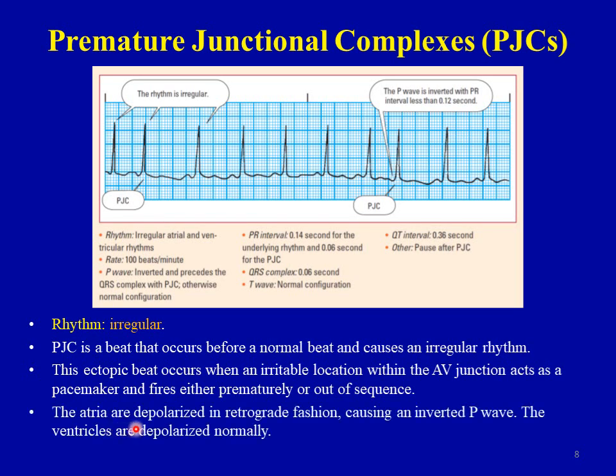The atria are depolarized in retrograde fashion, causing an inverted P wave, and this P wave can be seen before, within, or after the QRS complex. The ventricles are depolarized normally. That's why we see normal narrow QRS complexes.